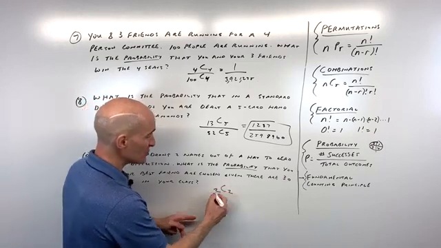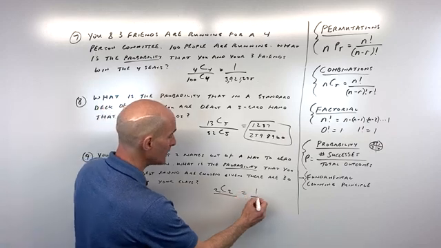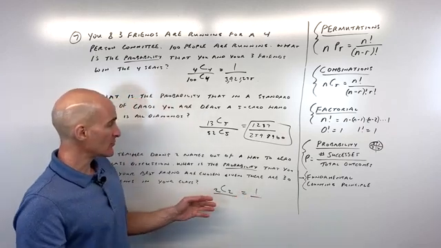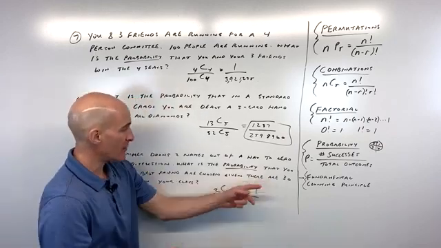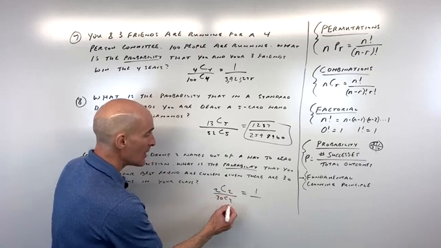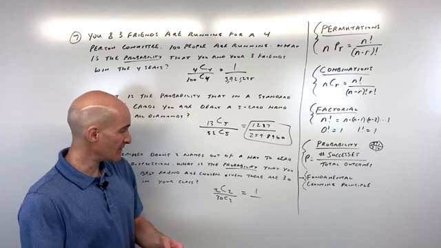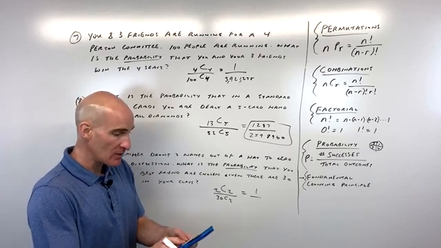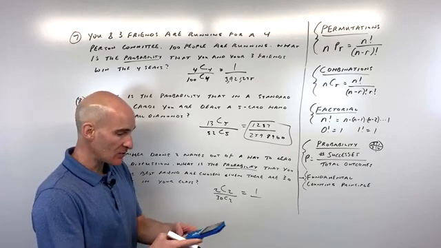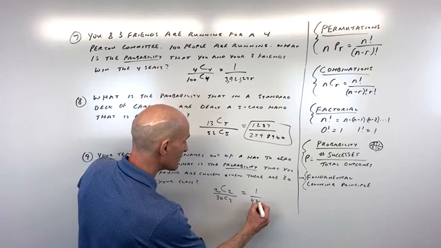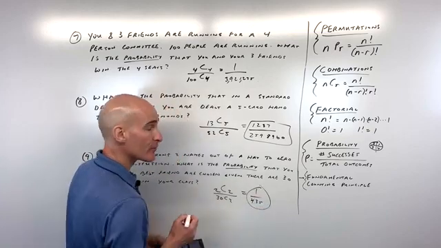So 2C2, or 2 combination 2, which is 1. But then how many ways are there of choosing 2 students out of the 30? That's going to be 30C2. Again, we're using combinations because the order doesn't matter. It's not like it's a president, vice president, etc. So let's see what that comes out to. That's 435. So it's a 1 in 435.